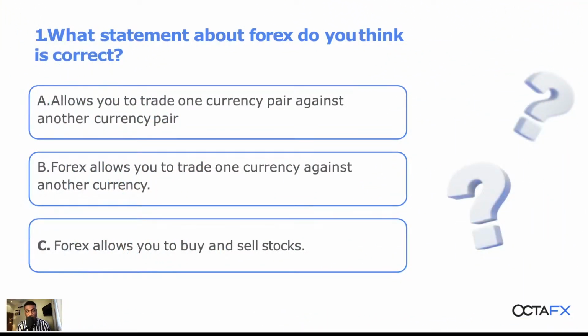Okay, so we're going to go ahead to part one, and the first question is, what statement about Forex do you think is correct? A, allows you to trade one currency pair against another currency pair. B, Forex allows you to trade one currency against another currency. And C, Forex allows you to buy and sell stocks. If you know the correct answer, go ahead and type in the comment section.